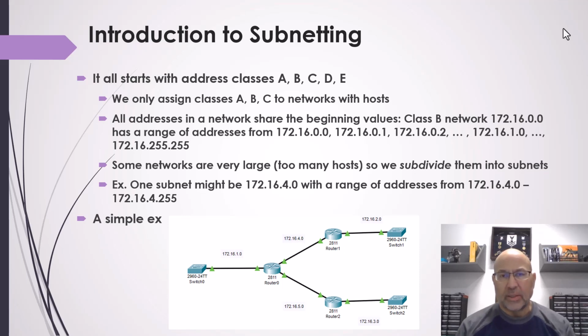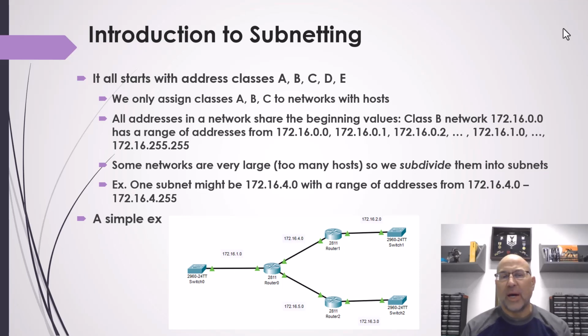So when we start talking about subnets, I always find it really difficult to understand subnetting if you don't understand a little bit about where we came from. Again, we'll have a whole video dedicated to this, but it all starts with what we call our classes of addresses: A, B, C, D, E. And E is sort of reserved, so we don't use that very much. And D is multicasting, so we only assign classes A, B, and C to networks with hosts. So you'll never have a network that begins with a class D address space.